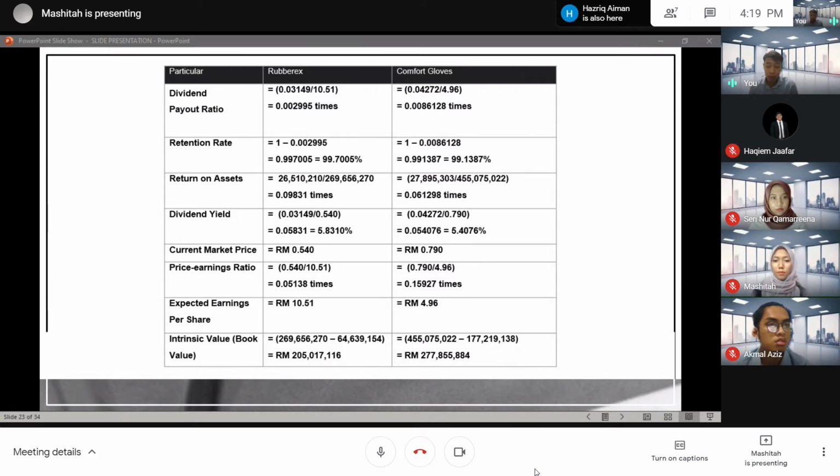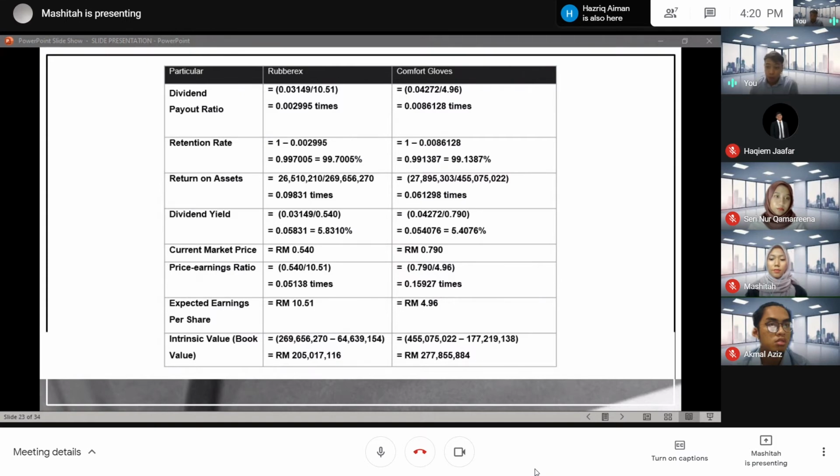Next is the return on assets. The return on asset for Rubberex is 0.009831 times and for Comfort Gloves it is 0.061298 times. Rubberex has a higher amount of return on asset and it indicates that Rubberex is better at managing their assets to generate revenue.